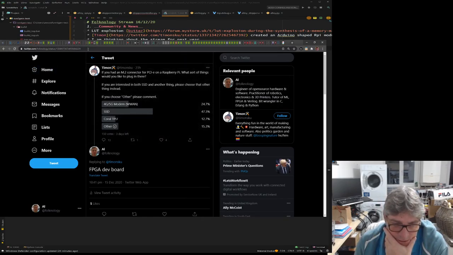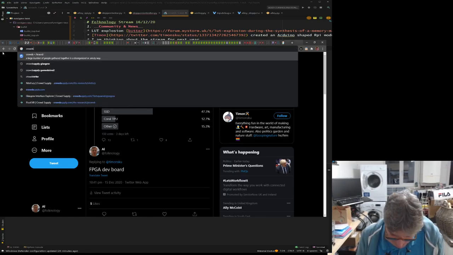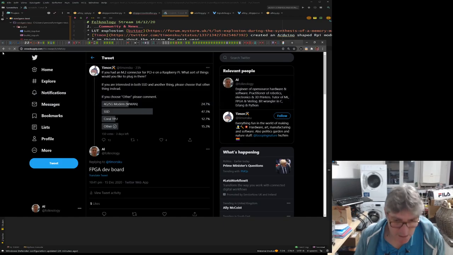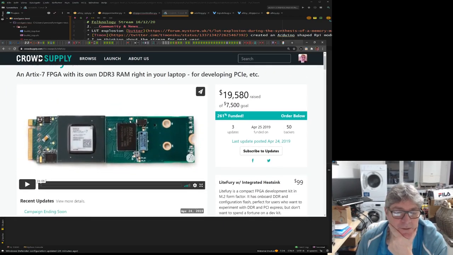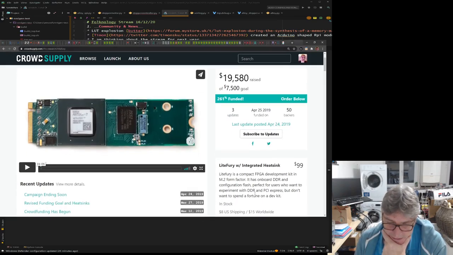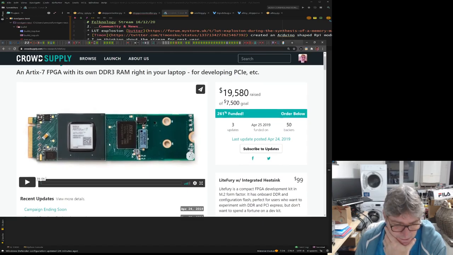It was on Crowd Supply. Hold on. Crowd Supply. Yeah, NightFury is the latest one, but it was one earlier than this. So this was an RTX 7 PCIe, and that's an M keyed card. Actually, the price on that looks quite good. I don't think you can get this now, although it's listed here. It talks about $99, which is actually quite a bargain for that.